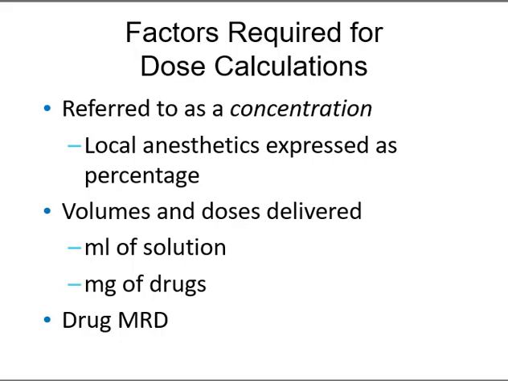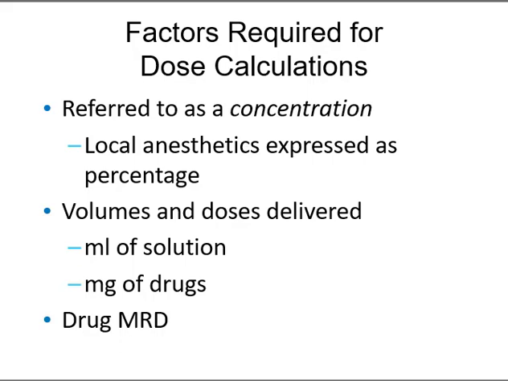So, factors required for dose calculations. With local anesthetics, the concentration is expressed as a percentage. So in the last slide you saw we have 2% lidocaine, 3% mepivacaine, 4% prilocaine. So they're expressed as a percentage. And for volumes and doses delivered, we'll talk about milliliters of solution. Remember liters, like a 2 liter of Coke? That's a liquid, so that's the solution. And then the milligram is the drug.